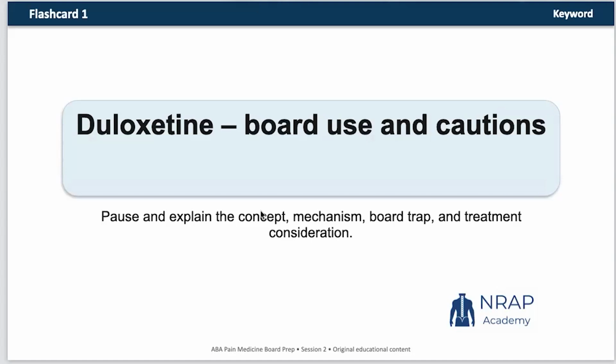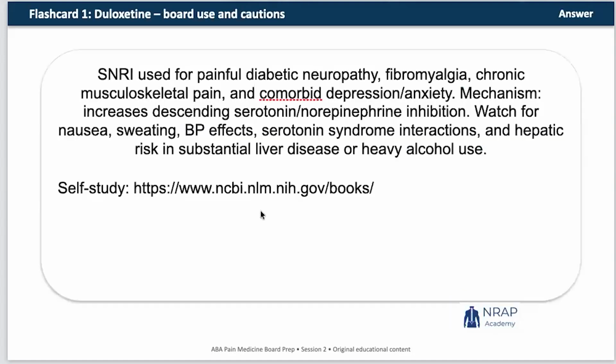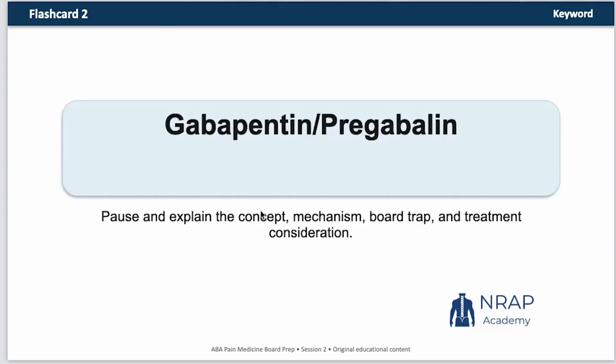So, duloxetine, right? SNRI, diabetic neuropathy, fibromyalgia, chronic musculoskeletal pain, chronic depression, increased descending serotonin norepinephrine inhibition. So they get nausea, sweating, blood pressure effects, serotonin syndrome, and hepatic risk.